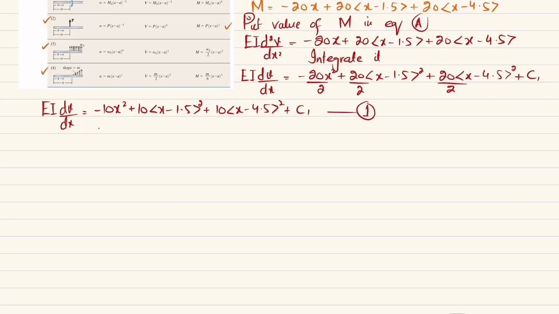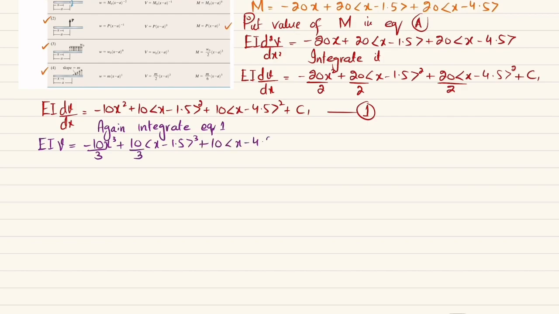Again integrate equation 1. We will get EI into V, which is deflection or displacement, equal to minus 10x cube by 3 plus 10 into x minus 1.5 power 3 divided by 3 plus 10 into x minus 4.5 cube divided by 3 plus C1x plus C2. This is your equation number 2. Now we can see that C1 and C2 are unknown constants of integration, so using boundary conditions we find C1 and C2.